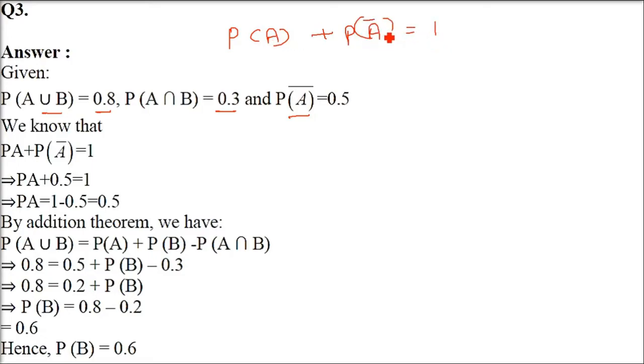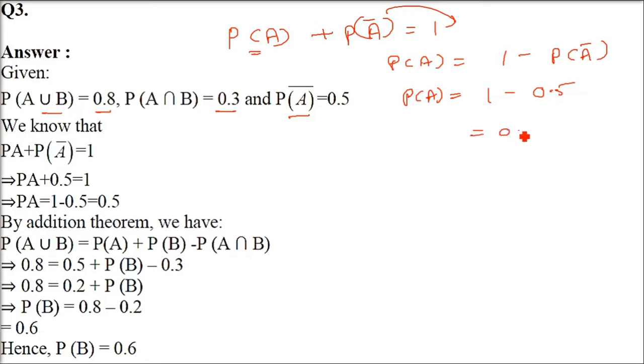In order to find P(A) from P(A complement), we will use 1 minus P(A complement), because happening plus non-happening is equal to 1. So P(A) will be equal to 1 minus 0.5, which is 0.5. Put it in the formula. P(A union B) is 0.8, P(A) is 0.5, P(B) is unknown, and P(A intersection B) is 0.3. So P(B) is equal to 0.6. This is the answer.